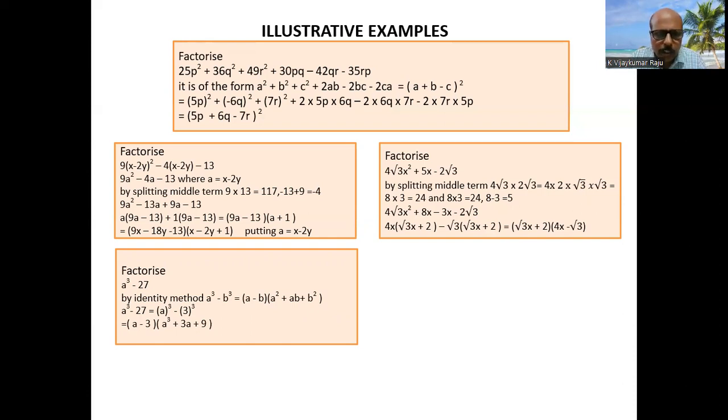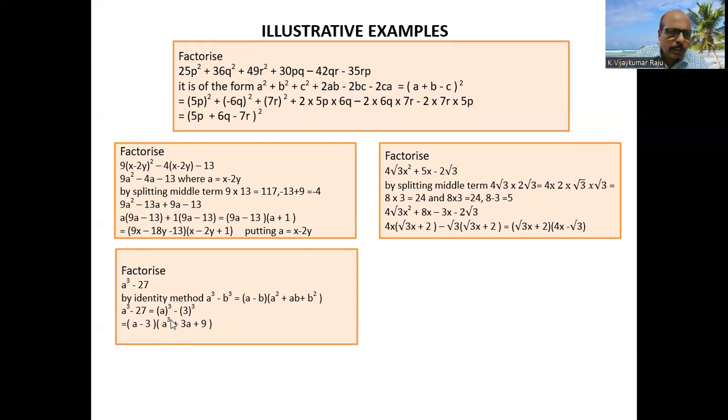The answer will be a minus b, into a square plus ab plus b square. So here a raised to 3 and 27 you can write as 3 raised to 3. So your first term is a and b term is 3. So your answer will be a minus b, that is a minus 3, into a square plus 3a plus 3 square, which is 9.